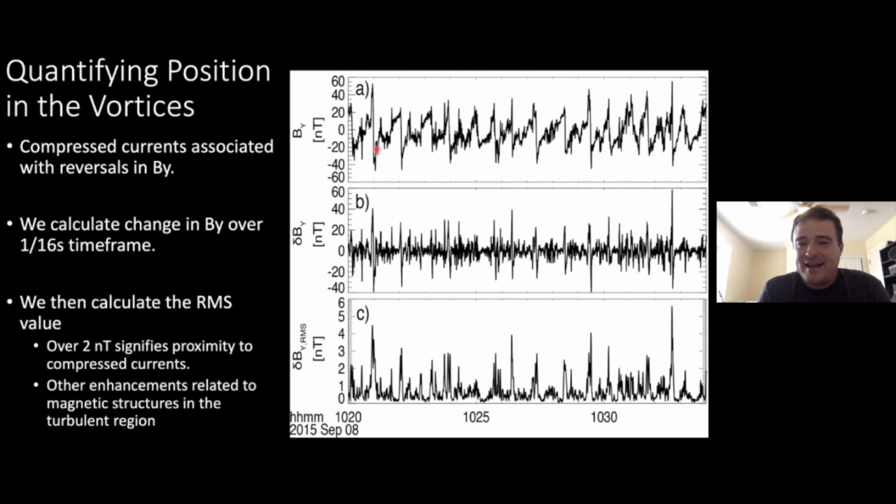So you have these periodic compressed currents which flank the vortices, and then in the vortices you have this slow, positive, turbulent rotation in the BY. So if we just do a quick delta BY, where we look at the change in BY over a 1/16 second time frame, you see we get these bipolar spikes whenever we get the compressed currents. And if we just do the RMS of the B, you can actually see the compressed currents really jump out. So when you have large RMS, you're in the compressed currents. When you have smaller RMS fluctuations, you're seeing those intermittent structures of the turbulence. So that can tell us where we are.